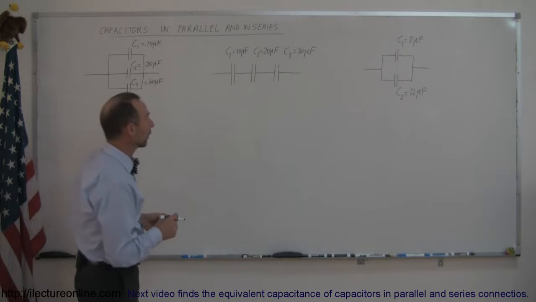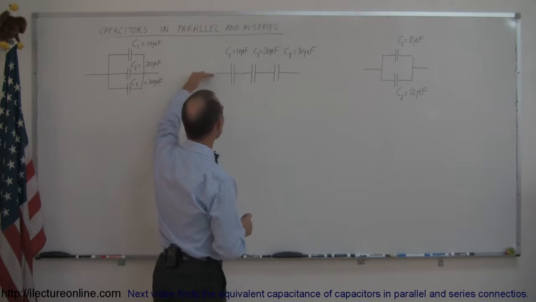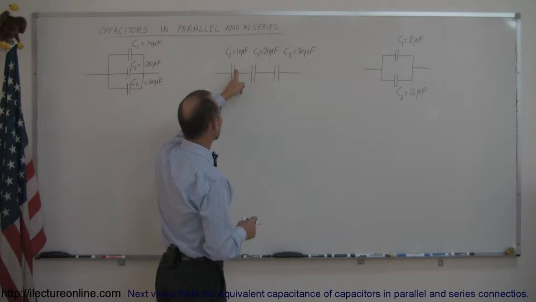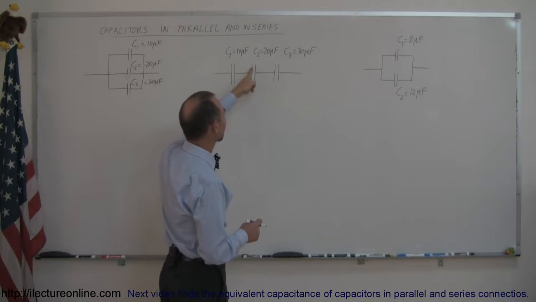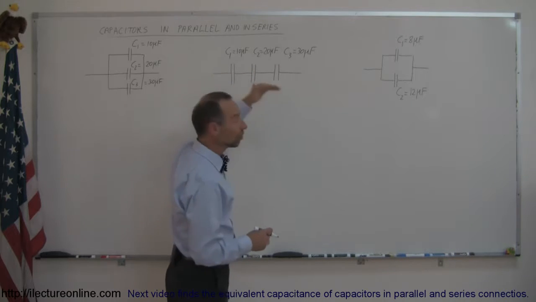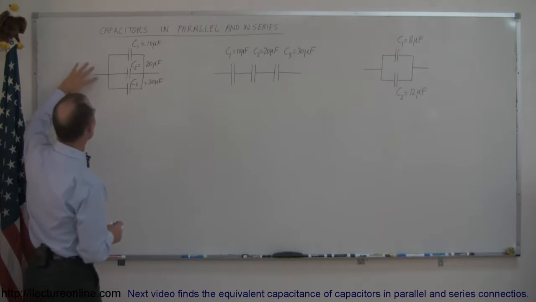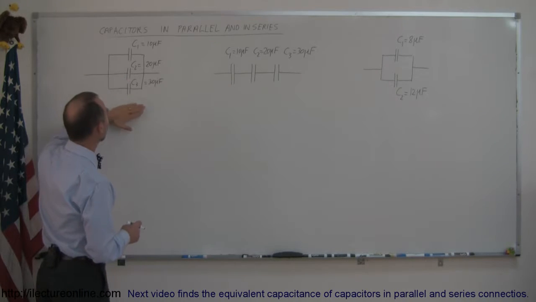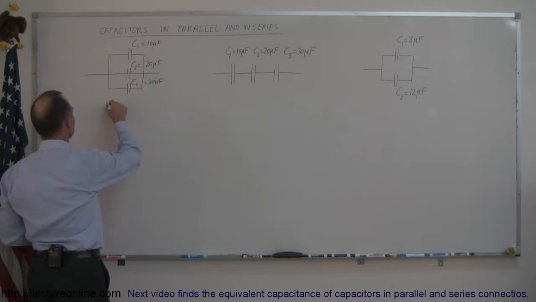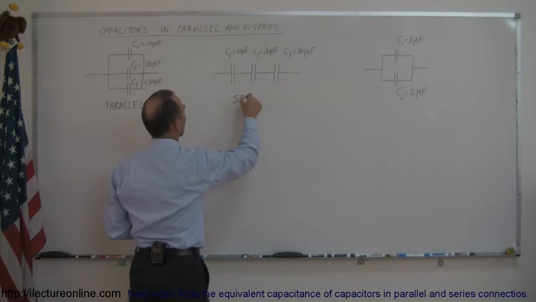Another way of hooking up components in circuits is what we call in series, which means there's only one path. If a charge gets pushed onto this capacitor, it pushes a charge away from this plate, which goes on this capacitor, pushes a charge away from this plate, goes on that capacitor, and so forth. There's no choice here. All charges must go the same path. Here, charges can go into different paths. So this is called a parallel connection. And this is called a series connection.